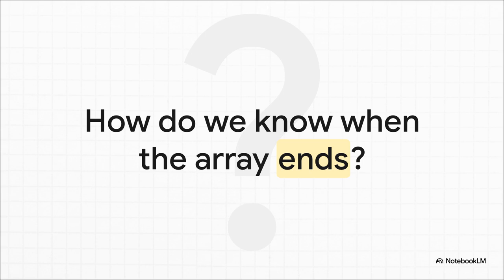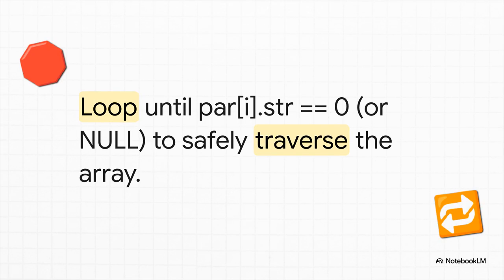Think back to the boss fight we just completed. You guessed it, we rely on the null terminator rule. This is exactly where that extra +1 space we allocated in exercise 04 saves the day. We simply loop through the array until we hit that null terminator we intentionally left at the very end. By checking if the current structure's str pointer is equal to 0, we know precisely when to stop.